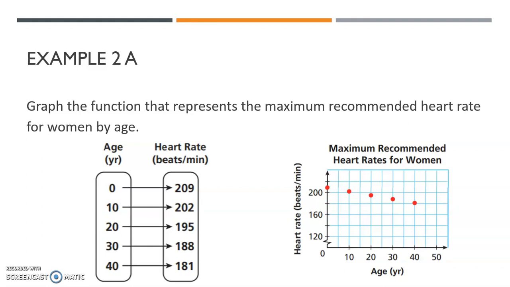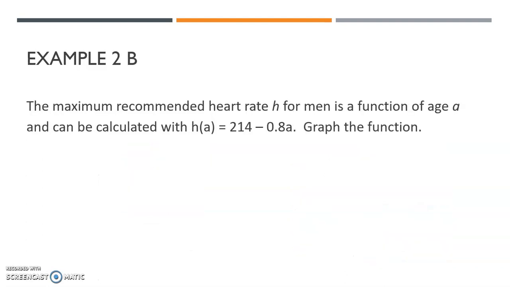Let's take a look at another type of graphing where they're actually going to give us a function in function notation. It says the maximum recommended heart rate, h for men, is a function of age a and can be calculated with h of a equals 214 minus 0.8a.